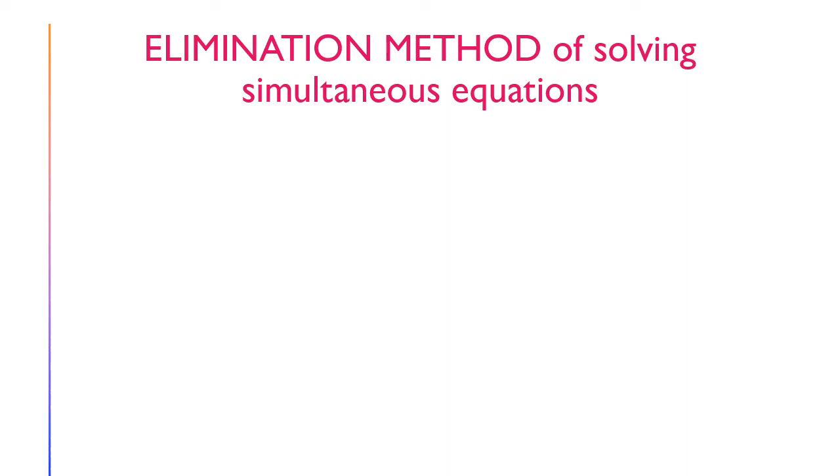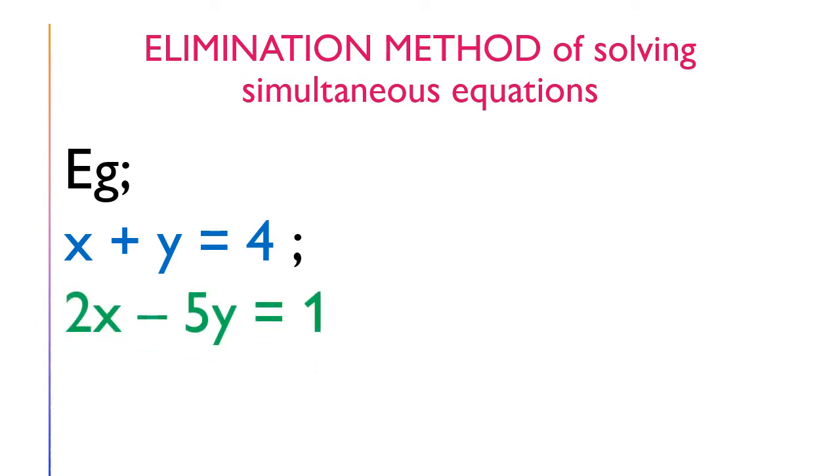Let me give you an example. Suppose x plus y is equal to 4 is one equation, and 2x minus 5y is equal to 1 is the other equation. So two equations will be given to you, and you have to solve these. To solve these means you have to get the values of x and y by solving these equations. And how are you going to solve them?